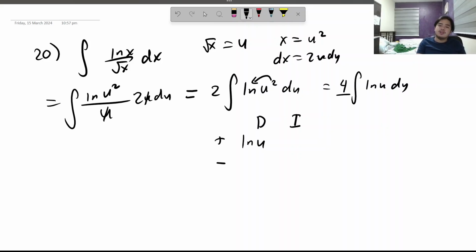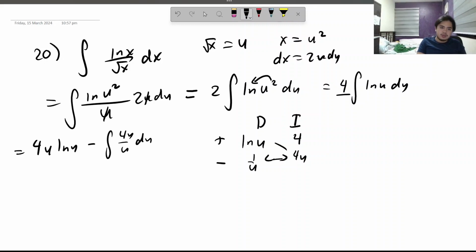Well, there is 4 here, so we can put 4 there. Integral of 4 is just 4u, and then integral of ln u is just 1 over u. So this is solvable now, right? So we get initially 4u ln u minus integral of 4u over u du. U and u cancel each other out. 4 du, the integral is 4u.